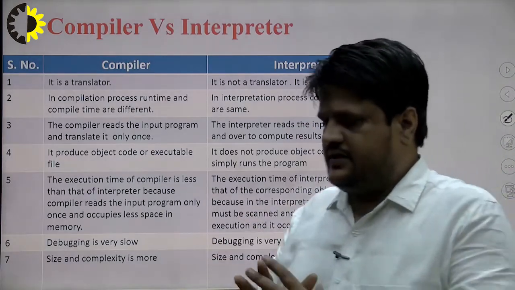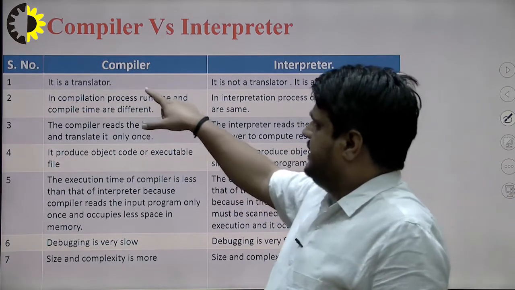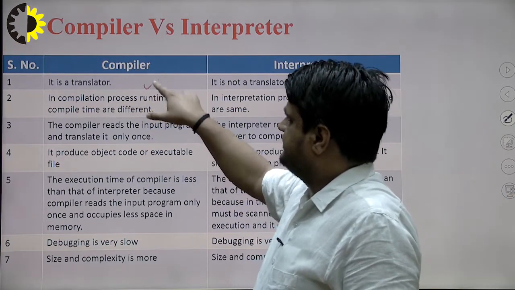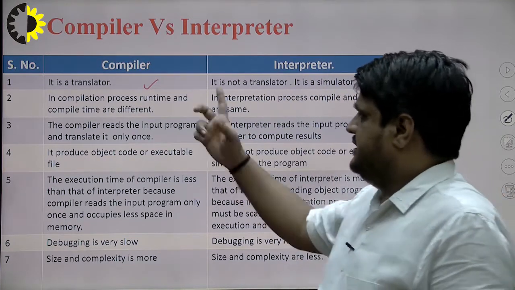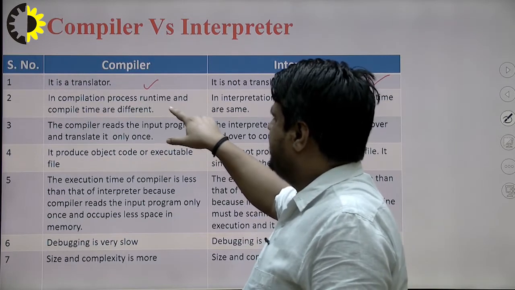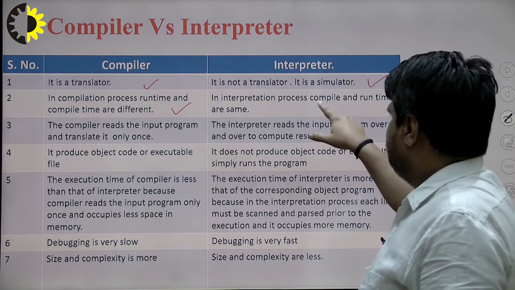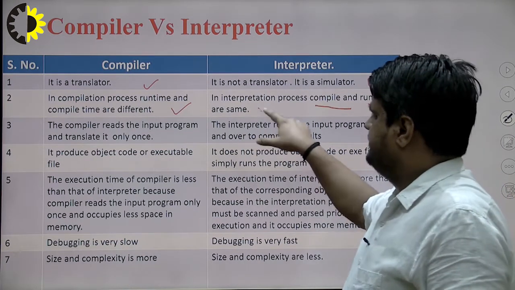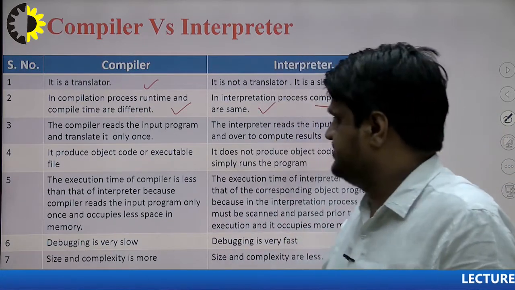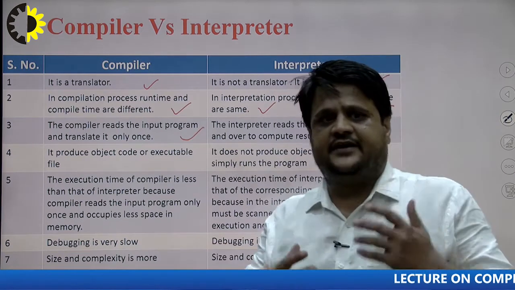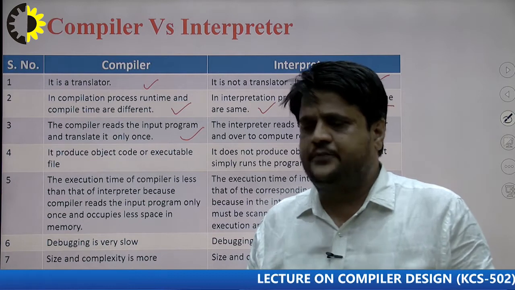This is a comparative analysis of the compiler versus interpreter. So a compiler is a translator, but an interpreter is not a translator, it is a simulator. Second, in the compilation process, runtime and compile time are different, but in the case of interpretation, compile time and runtime are the same, right? A compiler reads the input program and translates it only once, but an interpreter reads the input program over and over to compute the results.